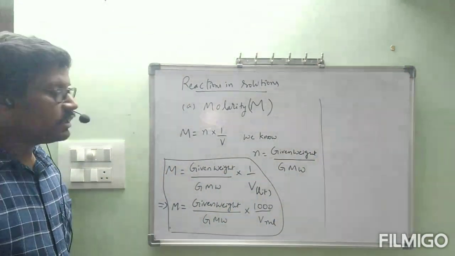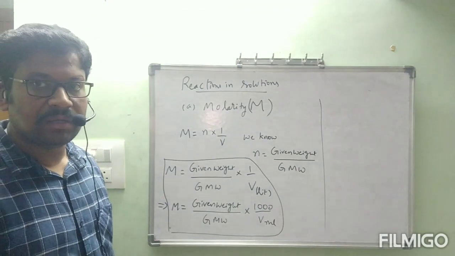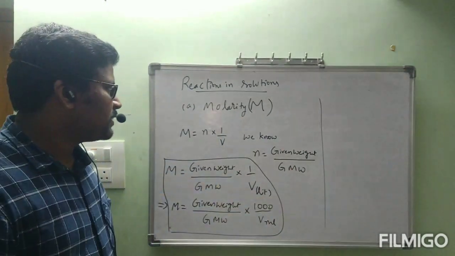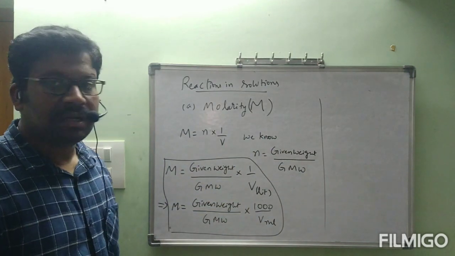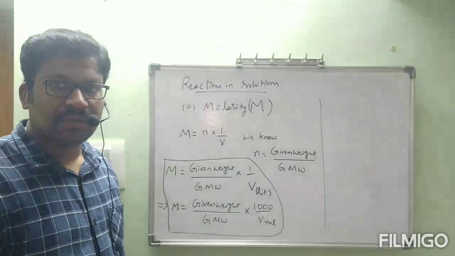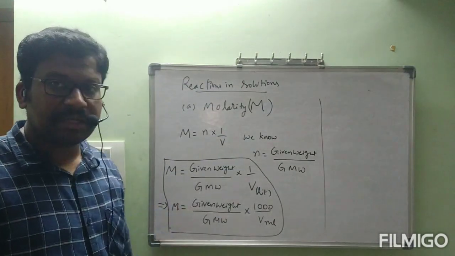From where we got this one? The number of moles formula, given weight by gram molecular weight. From that we got this. Okay, this is the first term we have discussed under the heading reactions in solutions. Now I will continue with the next concept, next side heading, that is molality.